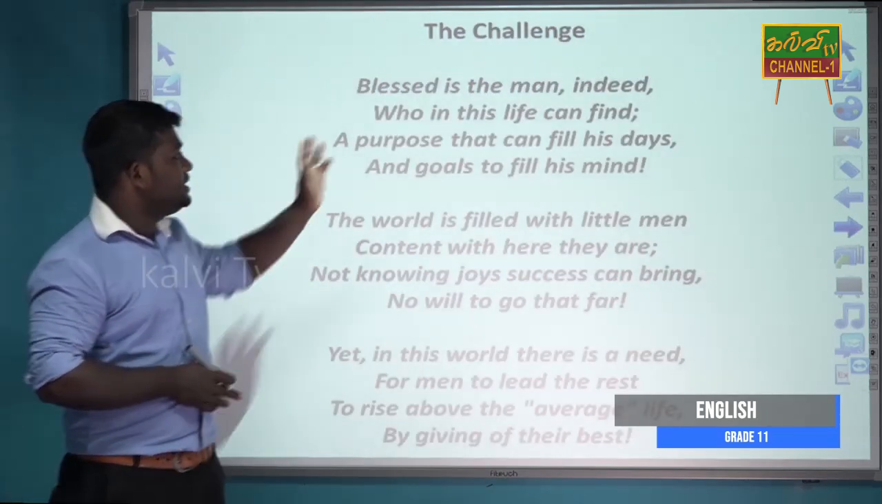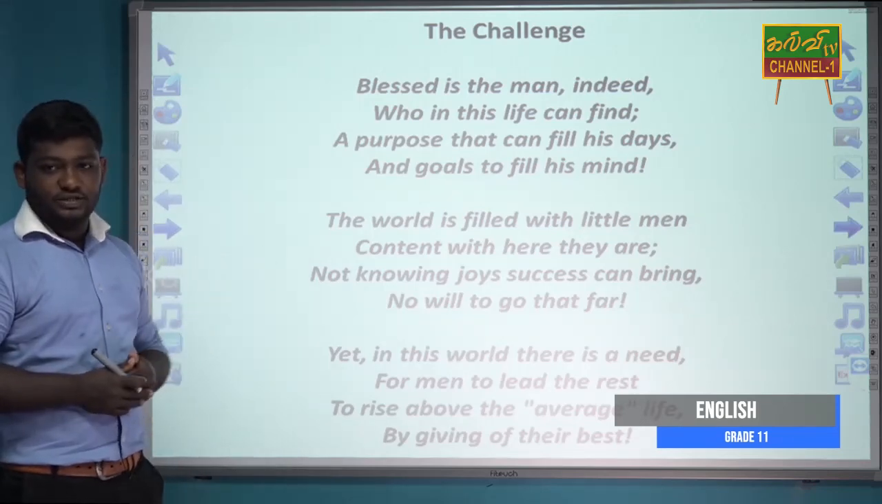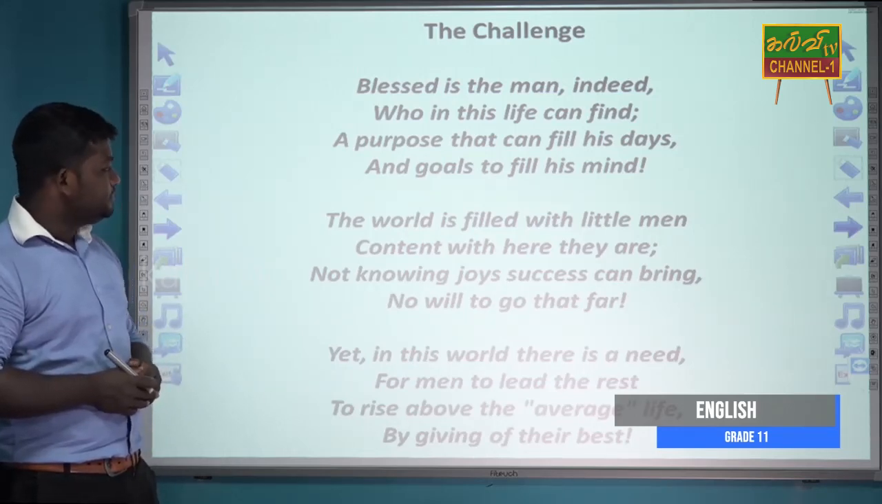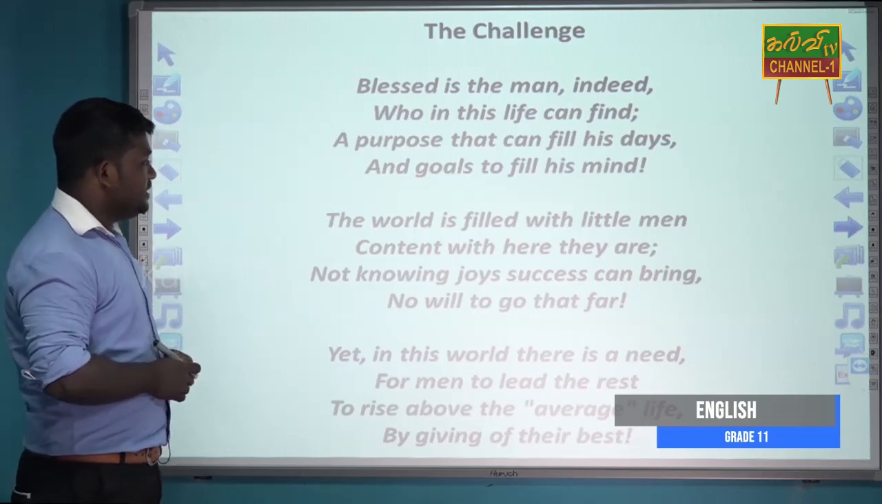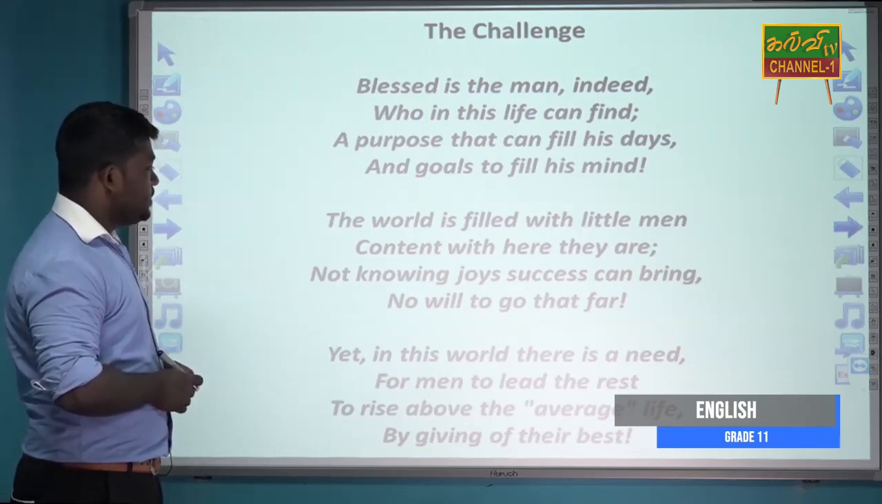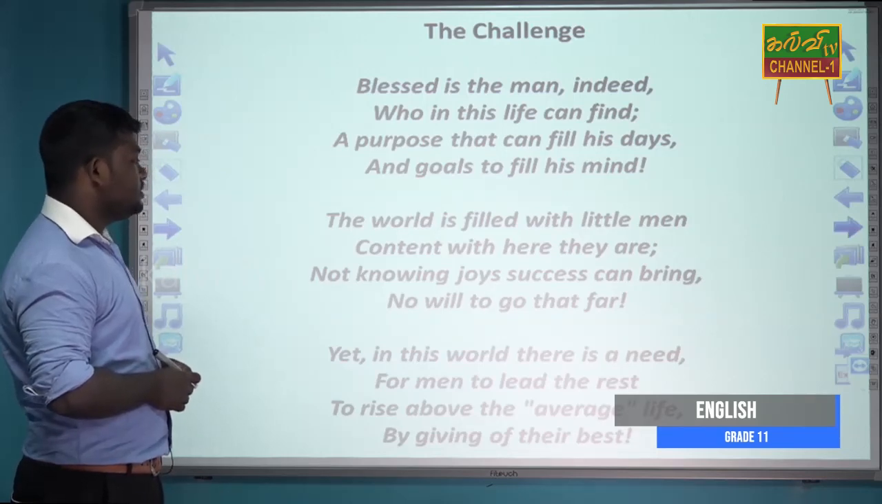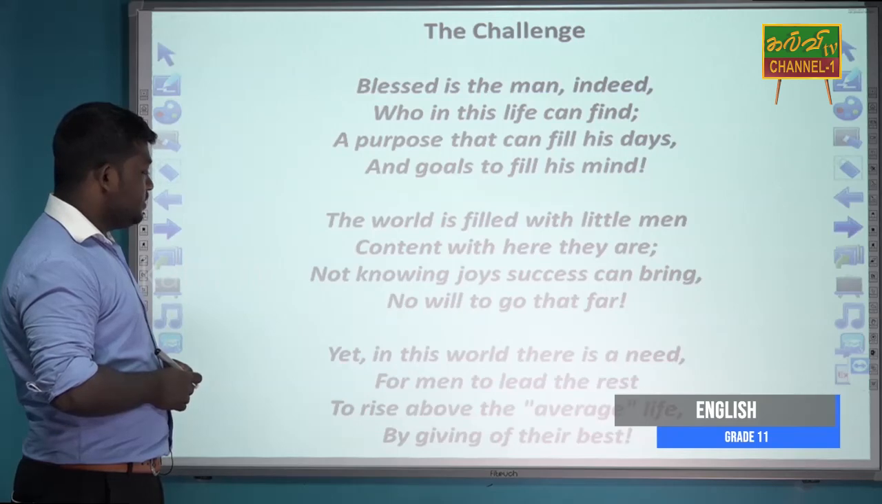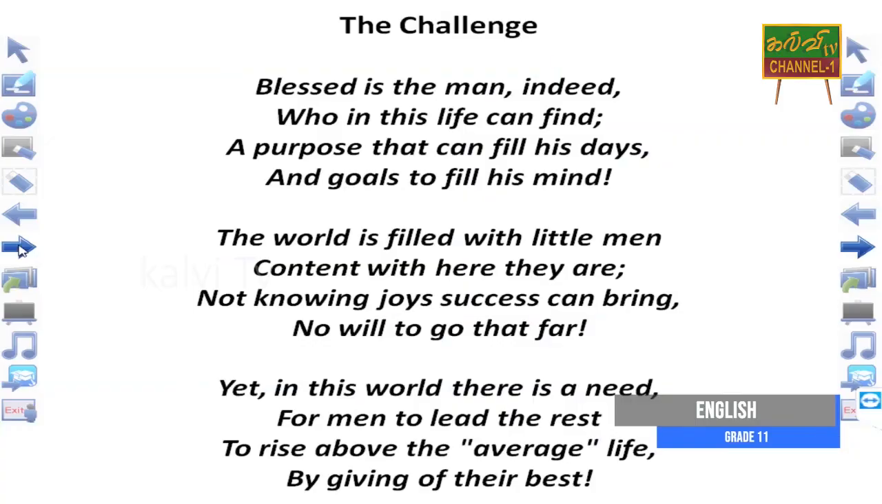And here is the poem, the challenge. Blessed is the man indeed who in this life can find a purpose that can fill his days and goals to fill his mind. The world is filled with little men content with where they are, not knowing joy success can bring, no will to go that far. Yet in this world there is a need for men to lead the rest, to rise above the average life by giving of their best.